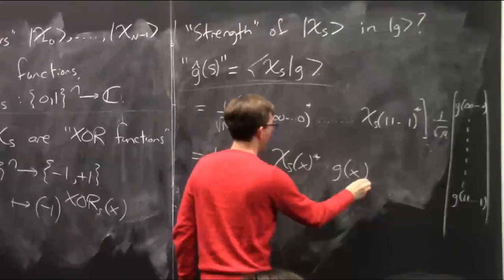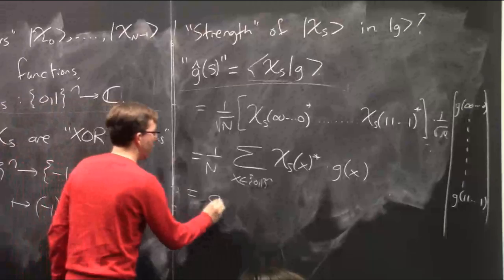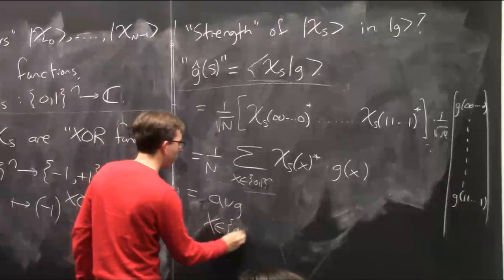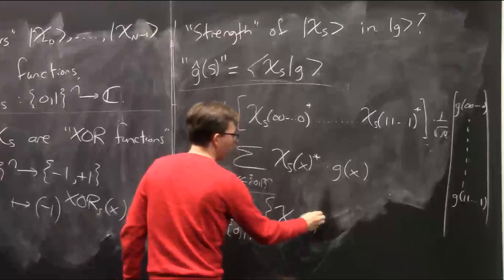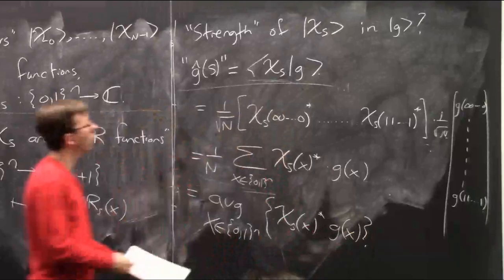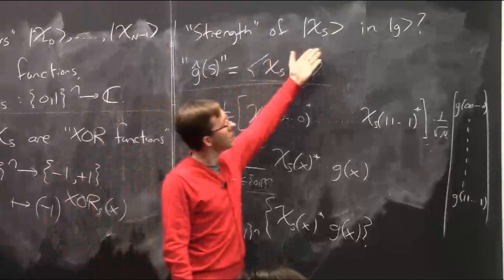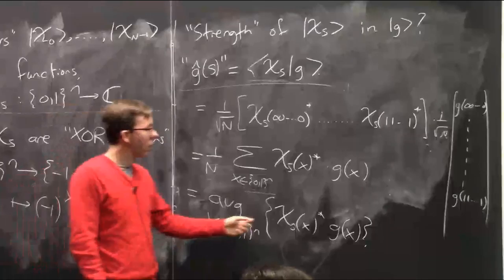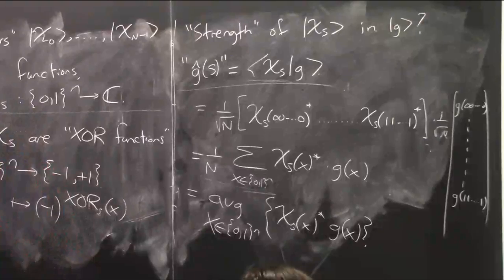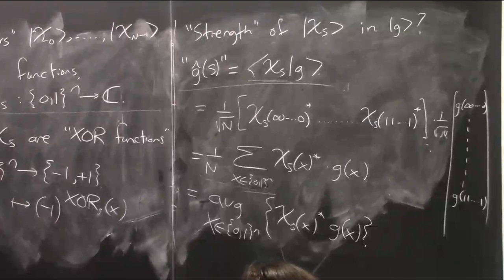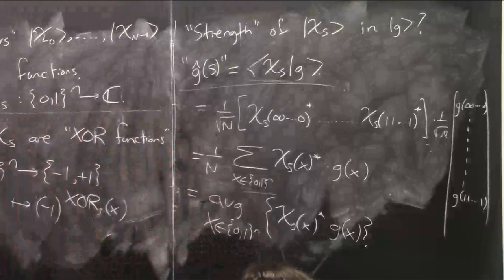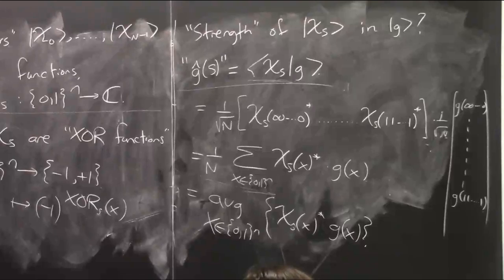And I like to think of this as an average. This is an average over x, a Boolean string, of chi s of x, with the conjugate if you want, times g of x. So this quantity, the strength of the pattern function chi s in g, is the average value of chi s times g. Sometimes I think of this as the correlation between chi s and g. It's somehow a correlation: the average value of the product. So this thing, g hat s, is the correlation of chi s and g.